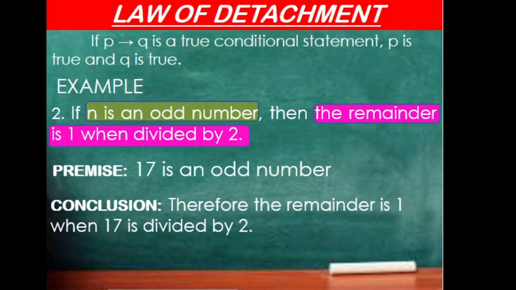So, again, ang ating assumption na ini-assume natin that the odd number, which is 17, ay may remainder na 1 kapag dinivide natin siya sa 2. And that is true because 17 divided by 2 is equal to 8, remainder 1.